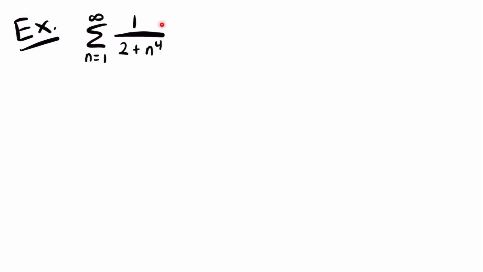All right, so here's our second example. For this series, we have the sum from n equals 1 to infinity of 1 divided by 2 plus n to the fourth power. All right, now for this series, the divergence test would be inconclusive, so we don't know anything based on the limit as n approaches infinity of our series.